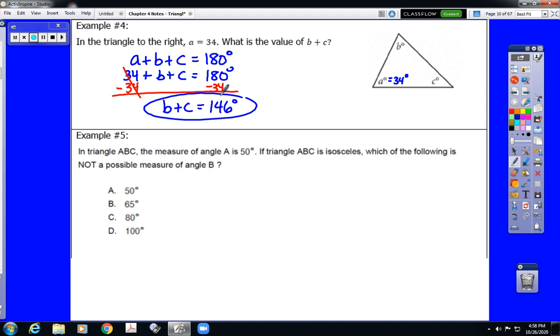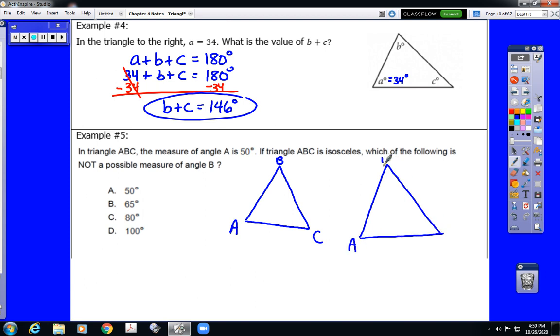Now, example 5 does not use the same picture. It says in triangle ABC, the measure of angle A is 50 degrees. If triangle ABC is isosceles, which of the following is not a possible measure of angle B? Now, I will admit that this one does use another rule that we have not talked about yet. But essentially, if triangle ABC is isosceles, there's only two different pictures we really need to consider. We already know that angle A is a 50-degree angle. That's given in the problem.